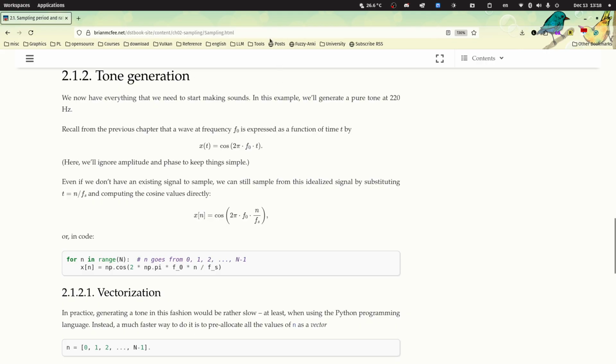And tone generation. We have enough knowledge, so we can start to make sound. We will generate a pure tone at 220 hertz. A wave at frequency f0 is expressed as a function of time t by the following. Amplitude and phase, we can just add them, it doesn't matter.